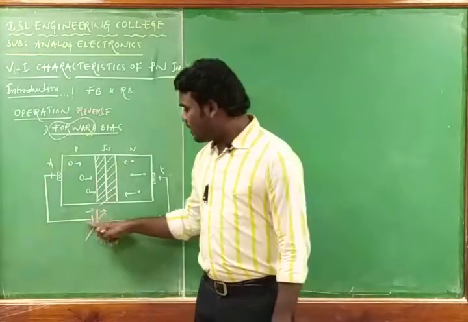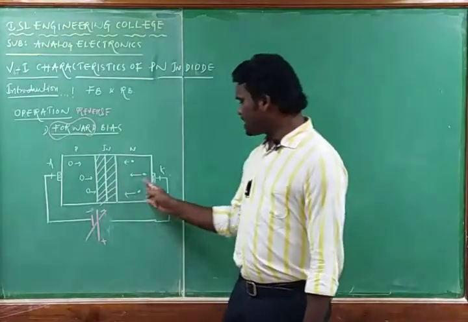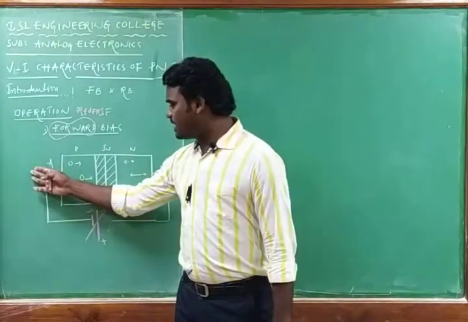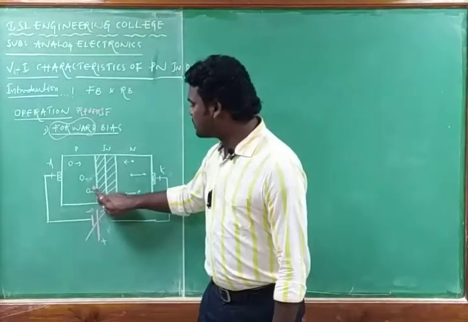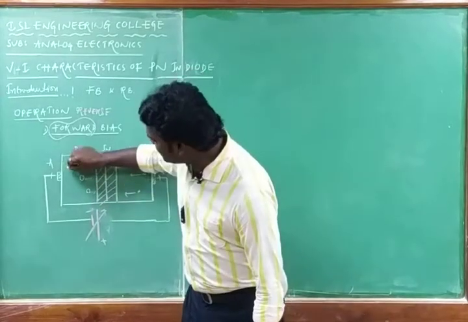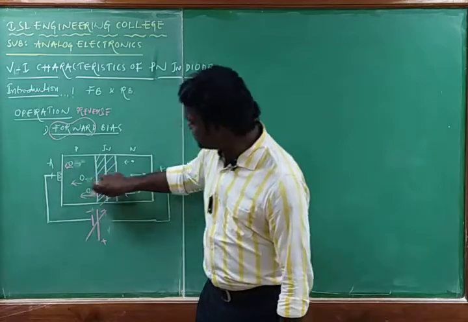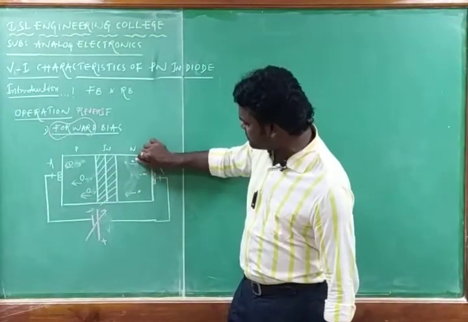That means now it is connected to the negative. The holes will move towards the negative, electrons will move towards the positive. Now this electron is moving towards the positive, this hole is moving towards the negative.